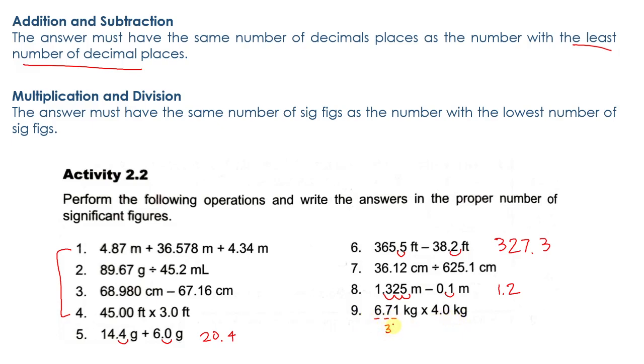So we have 3 significant figures in all the digits of the number. Then in the other number, we have 1, 2, so we have 2 significant figures only. Note that this zero is counted because it is a trailing zero, and a trailing zero is significant when there is a decimal place. So this number has 3 significant figures and this one has 2. The answer must have the same number of significant figures as the number with the lowest number of significant figures, so we only have 2 significant figures.